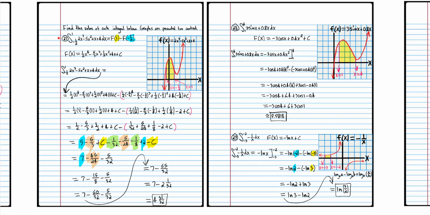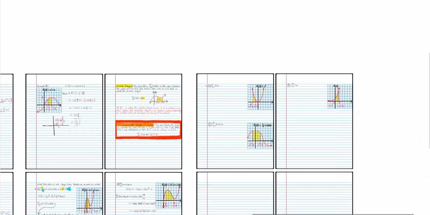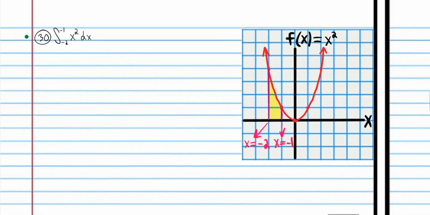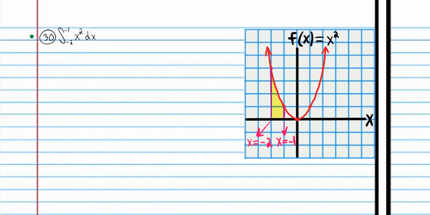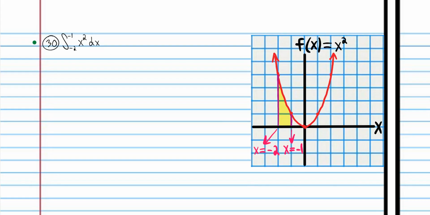But if you're not quite sure how this notation works, you're kind of having some trouble with that, you can always go back and write your C's just so you can understand how the fundamental theorem of calculus is done. So now I want you to try number 30. So we're finding the area of this shaded region. Try number 30. When you come back, we'll do it together.